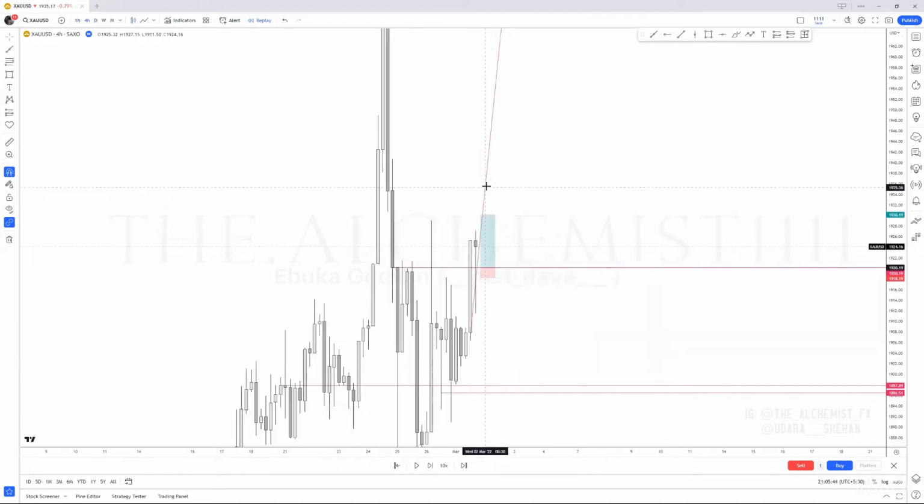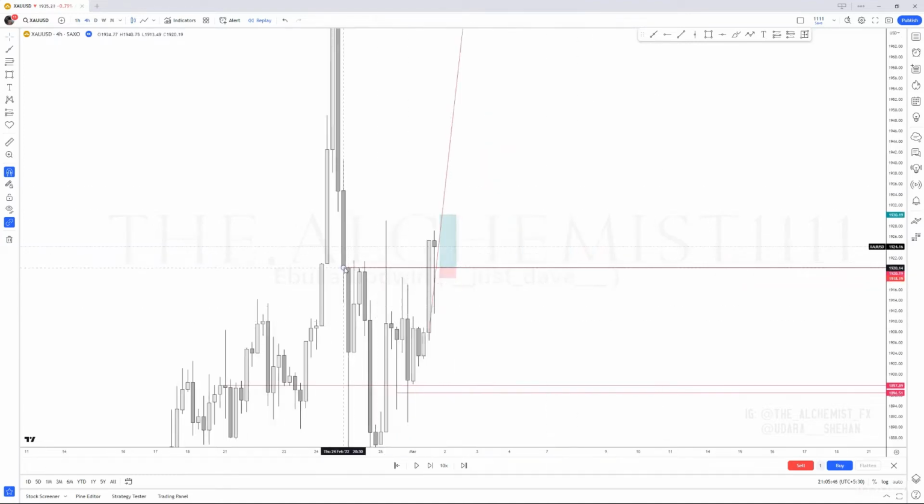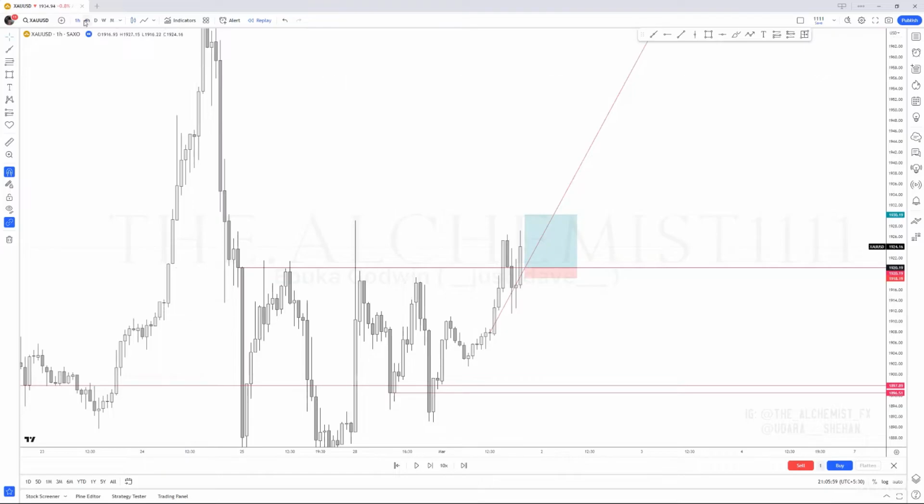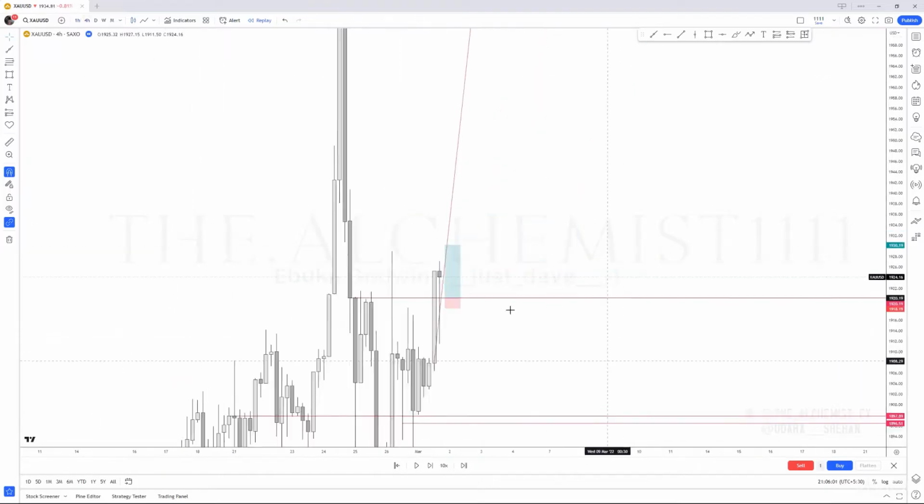Now look at this. Let's go through once again. Structure was broken. We had no idea what to do here. So we waited, and then we got our confirmation. H4 rejected H4, right? H4 rejected H4. And then if you go to H1, it clearly broke open close. So I told you that is our confirmation setup, right?